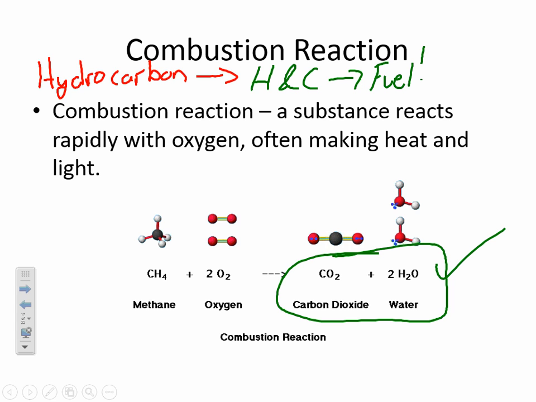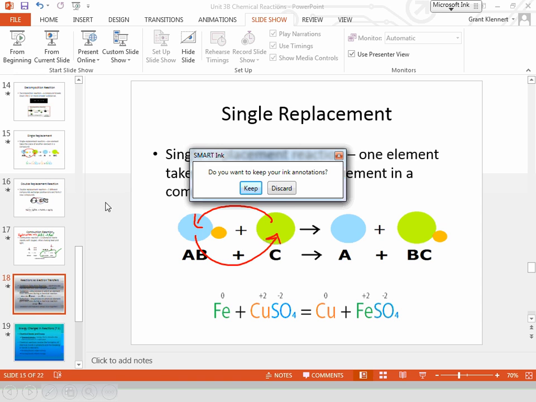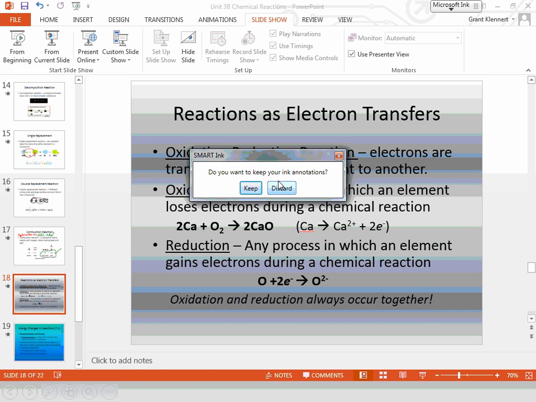So that is one of the easiest ways to know that you have a combustion reaction: you typically have a hydrocarbon, carbon and hydrogen, reacting with oxygen, and your two products are always going to be carbon dioxide and water. So you can see how it works there. And that completes our 5 types of reactions. Today we talked about single replacement, double replacement, and combustion.